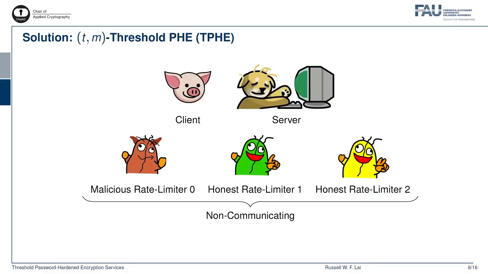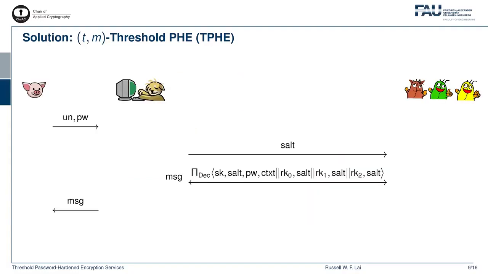A natural solution to this problem is to introduce more rate limiters in the hope that even if some of them are corrupt, the whole system remains secure. To make the notion more realistic and more interesting, we assume that the rate limiters do not communicate with each other, but rather they only communicate with the server. The syntax of this new notion, which we call threshold PHE or TPHE, is as you would expect.